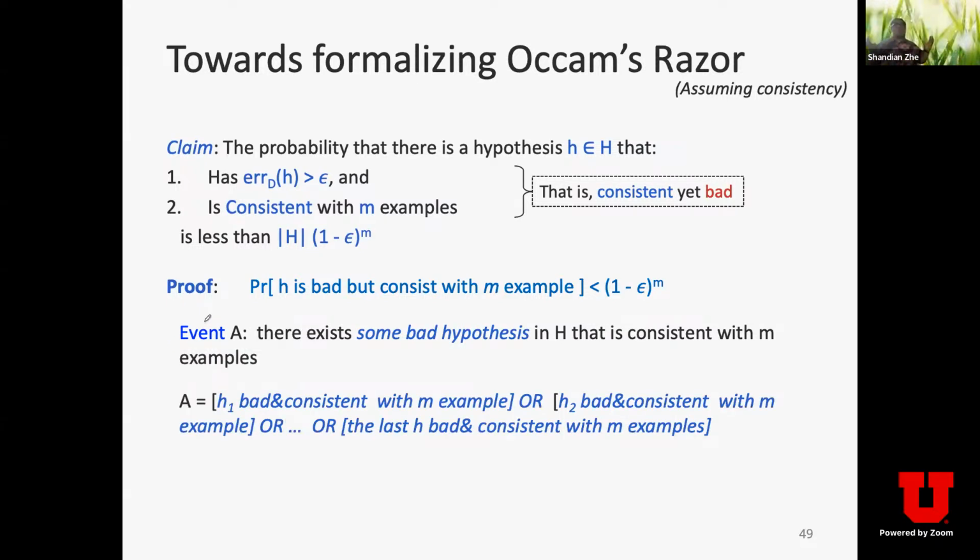And then we can decompose this event by a union of a set of individual events. Remember, this is what we have reviewed in homework 0. So event A can be represented by a set of events. That is, the first hypothesis in H is bad, yet consistent with M examples. Or the second hypothesis in the hypothesis space is bad, yet consistent with M examples. Or the last hypothesis is bad, yet consistent with M examples. So you can see it's just a simple union of a bunch of individual events.